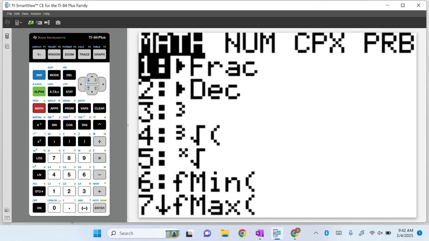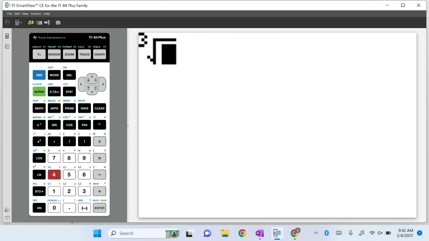Now, does everyone see number 4 where it has a little radical and a little 3? This is the cube root symbol. So click number 4 on your calculator, and it will input a cube root into your calculator. If it does not have this little tiny 3 in the corner, it is not a cube root, it's a square root. All right, and they're completely different. They undo different things. And then we're just going to type 8 underneath it and hit enter.